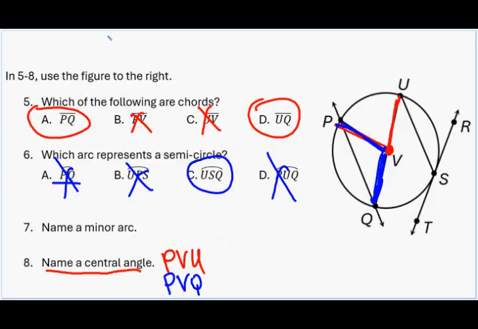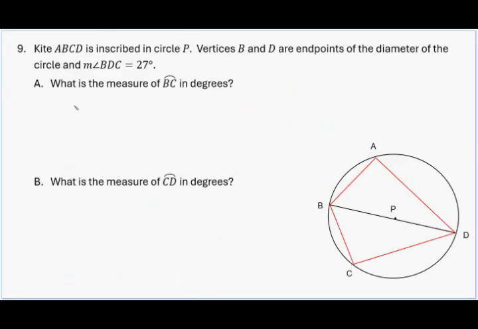All right. Number 9. I drew the picture here. It's not on your review. Kite ABCD is inscribed in circle P. So here's my center, my circle P. I got a circle. Vertices B and D are endpoints of a diameter. So here's B and here's D, endpoints of a diameter. And it's a kite. So I just connected here to here, made those the congruent sides. And then A to D and C to D to finish off the kite.